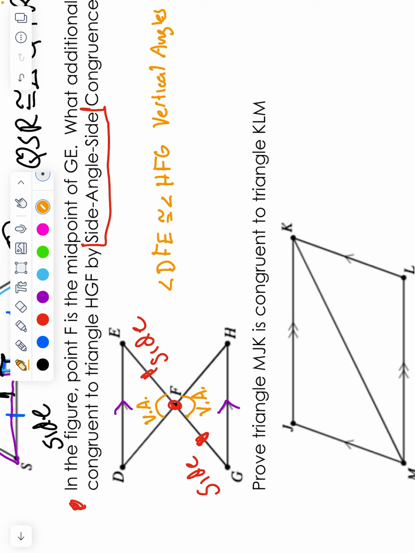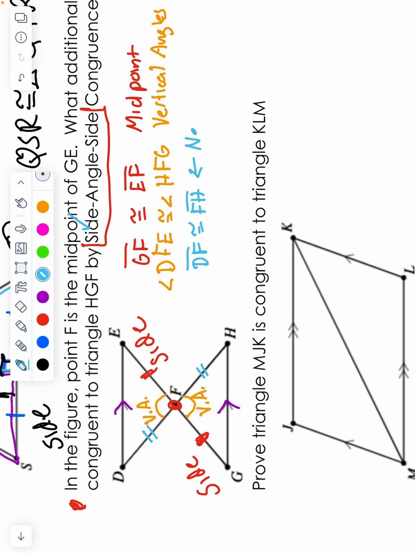Okay, so basically now we just need one more side. We have a side. The definition of midpoint was given to us. I guess I could have written that out. I can say GF is congruent to EF, midpoint stuff. Then we have the vertical angles. The last piece of information I would need is DF is congruent to FH, excuse me.